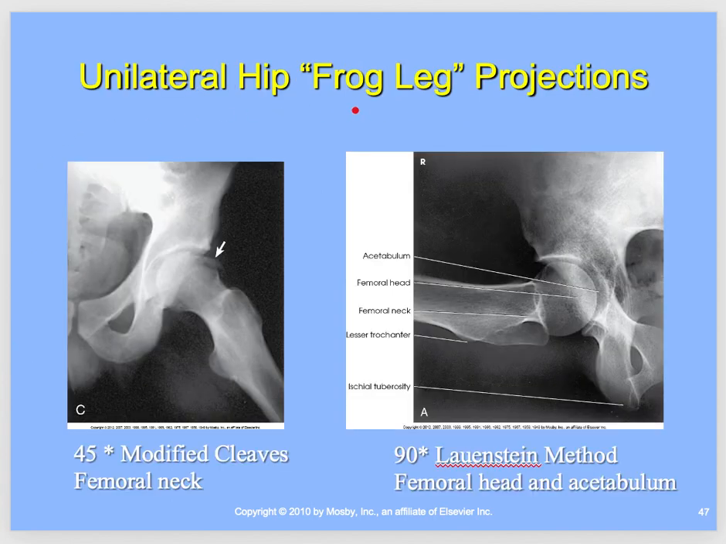So unilateral hip frog leg projections. This one is 45 degrees, the modified Cleaves for the femoral neck, and you can see that femoral neck. This is 90 degrees, which is the Lowenstein method for the femoral head and acetabulum, which you can see the head a lot better and see that acetabulum right there. And this is 90 degrees out. The only thing that's missing here is the pubic symphysis, so make sure that you pick that up in your images and you'll be good to go.